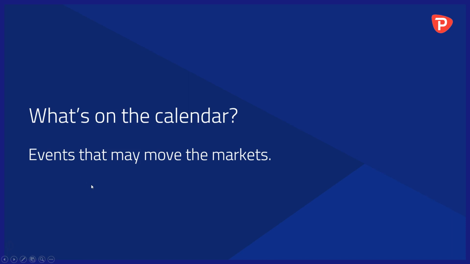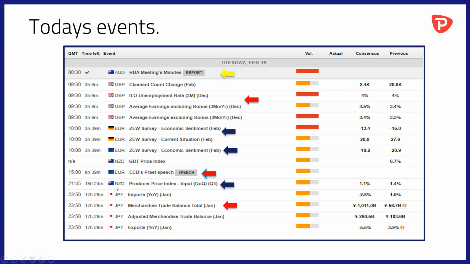Okay then, what's on the calendar today? Events that may move the markets. It's a busier calendar today, and we've already had some important data out of Australia in the form of the RBA minutes that were released at 12:30 this morning. To come at 9:30 GMT, we'll have claimant count and average earnings data out of the UK for the 3 months to December. Then at 10 AM, we shall have the ZEW survey data for Germany, its economic situation, current situation, and economic sentiment, and then we'll have the ZEW survey data at the same time for the whole of the Eurozone, and in particular the economic sentiment print for February.